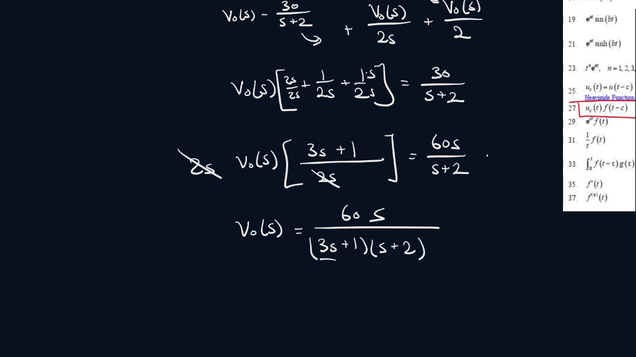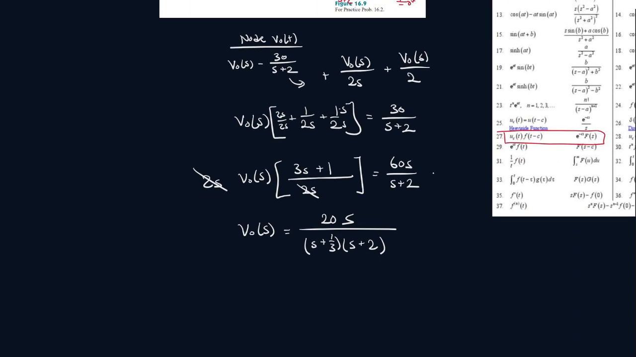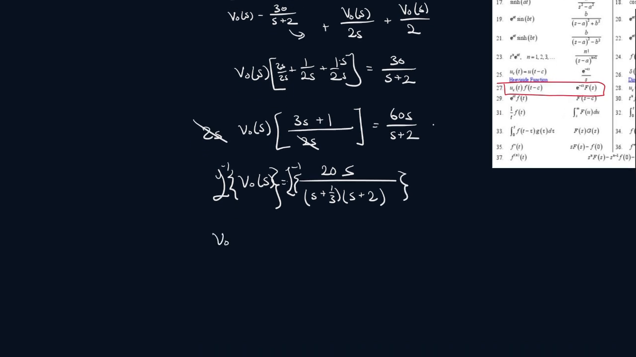Okay, next I'm gonna factor out this 3. So it'll be 1 over 3, and there'll be a 3 out here. 60 over 3, that's just 20. And now we're gonna get the inverse Laplace of all of this. So this turns into VO of t, and we just have to find the inverse Laplace of 20s all over s plus 1 over 3 times s plus 2.